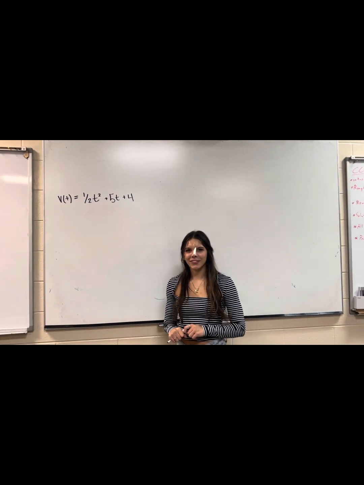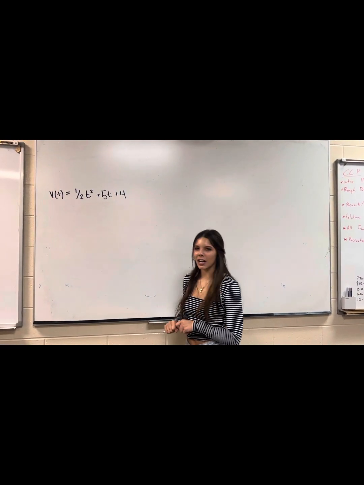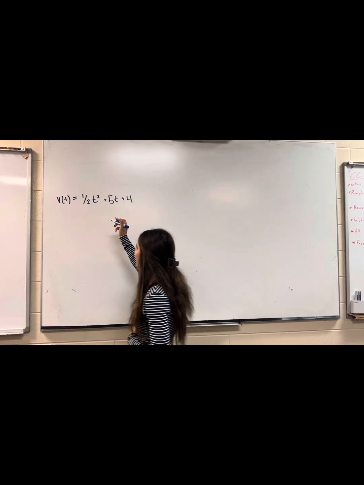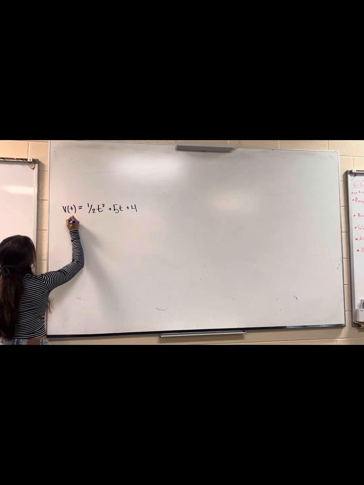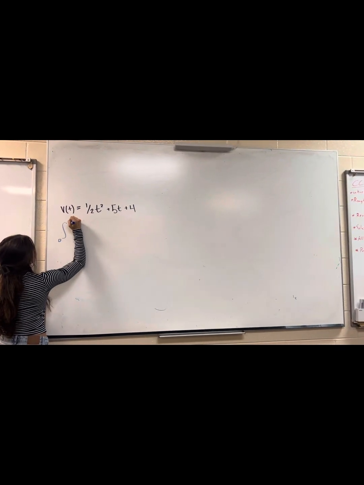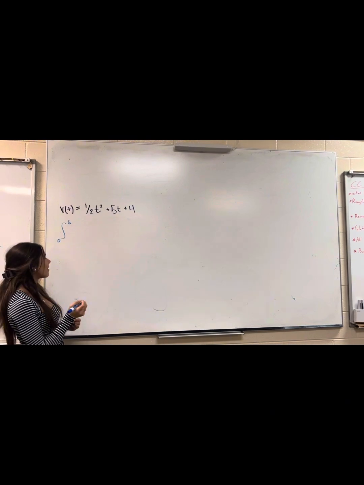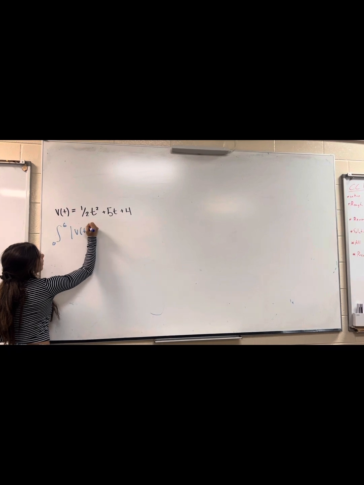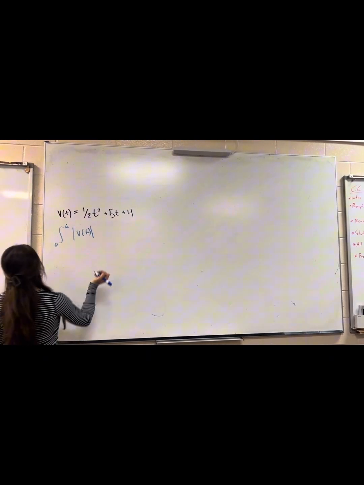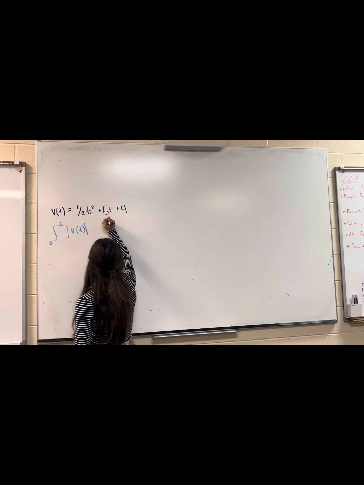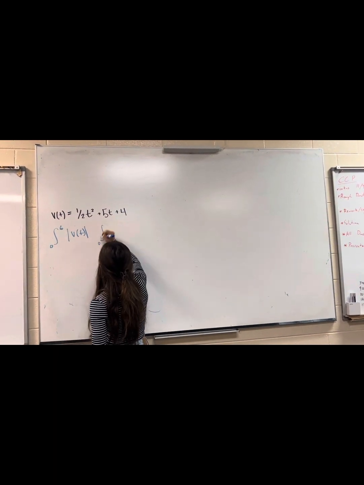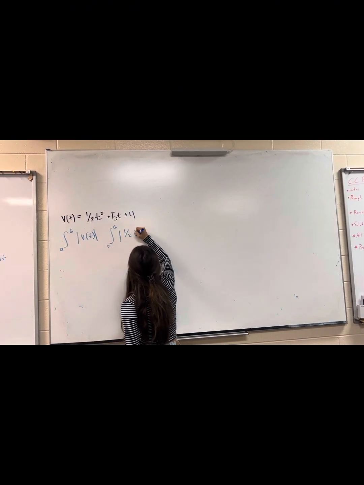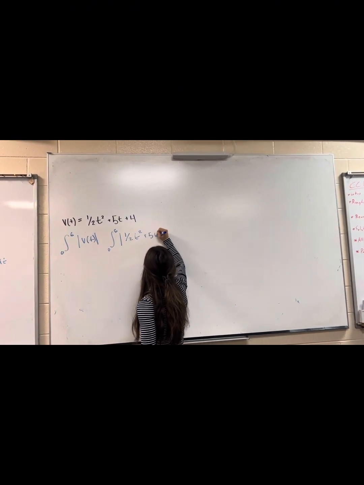For part C, we have to write an integral expression to show the distance traveled from t equals 0 to t equals 6. So first, we're going to have to take an integral of the velocity from 0 to 6. And since it's distance traveled, we have to do the absolute value, because otherwise it would just be the displacement. So once we get this, we're going to plug our velocity equation in. So we have this.